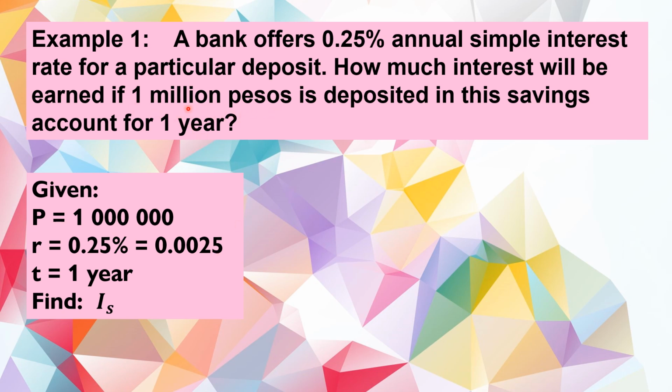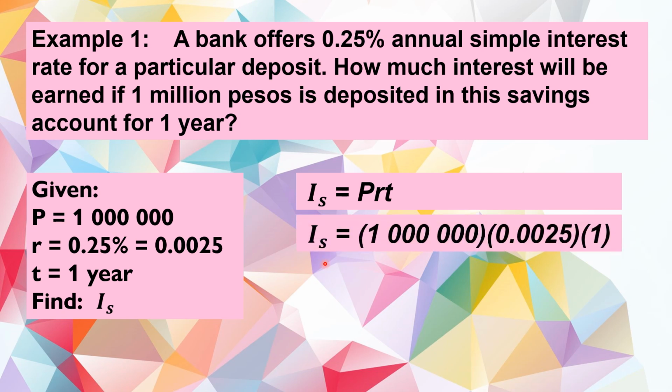Next, we have 1 million pesos. It is a deposited money, so it is our principal. And we have 1 year. 1 year is our time. So let's find our simple interest using the formula: simple interest equals principal times rate times time. We substitute our givens into the formula.